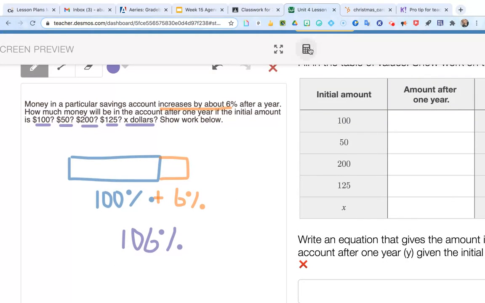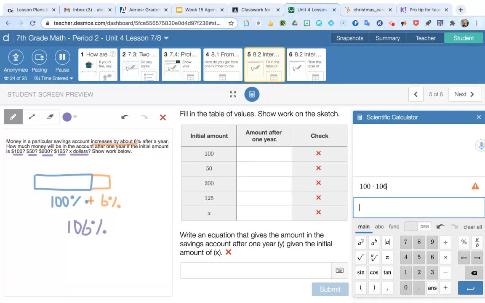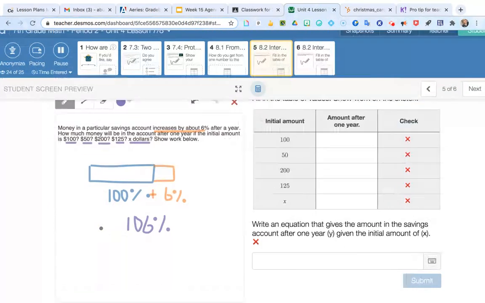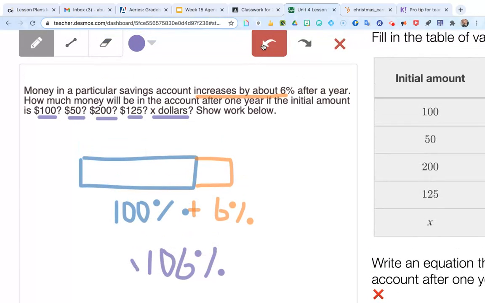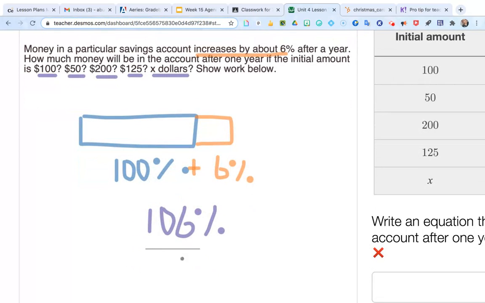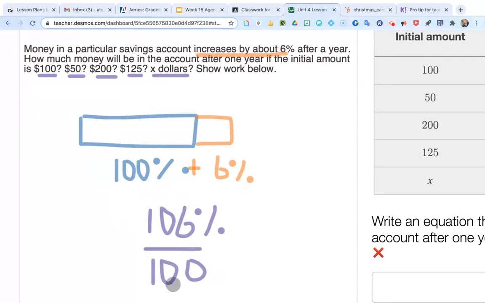Well, you'll notice that if I just multiply them, 100 times 106, 10,600. I don't think that my account was 10,600 after the first year. So the problem is I can't multiply by this percent unless I get rid of the percent symbol. And so percents are out of 100. They're always out of 100. So percents are out of 100. So by putting this as a fraction of 100, I can actually erase the percent sign.